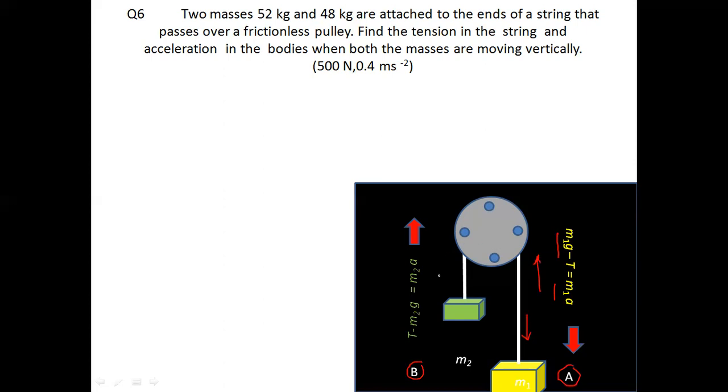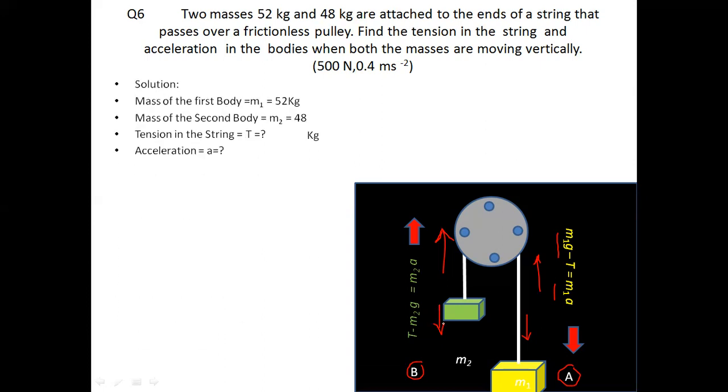In this scenario, in the opposite case, this mass was less than the tension. That is why it moved with some force in the opposite direction right over here, against the weight, which is M2G. Now, how can we solve this with the help of a formula? The values given to us are the mass of the first object, which is M1, which is over here, 52 kilogram. Similarly, the mass of the second body, which is M2, is 48 kilogram. The tension in the string is T, which we have to find out, and the acceleration in the string, which we also have to find out.